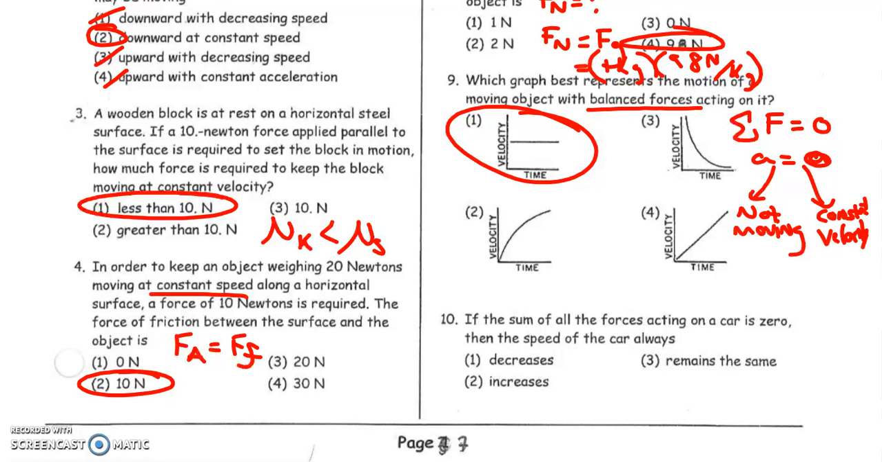And then the last one, if the sum of all forces acting on a car is 0, then the speed of the car is always remaining the same. If the F net is 0, then the a is 0, meaning it's not getting faster or slower. And it's asking for speed, not velocity, because if it said the velocity of the object, remember that turning is also an acceleration, which would mean you would have to have an F net not equal to 0. But since it's asking for the magnitude, the scalar speed, that value must stay the same if the sum of the forces acting on the car is 0.